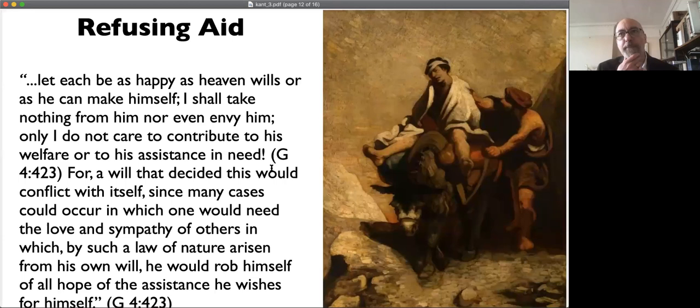Okay. So by now you should know the routine. First, we generalize the maxim: no one will harm anyone, but everyone will refuse to contribute to another's welfare or to provide assistance in need. Next is to transform this generalized maxim into a hypothetical law of nature. So it's a law of nature that no one harms anyone, but everyone refuses to contribute to another's welfare or to provide assistance when in need. Now, Kant does not deny that we can conceive without self-contradiction the resulting system of nature.